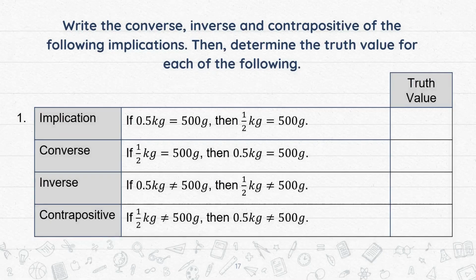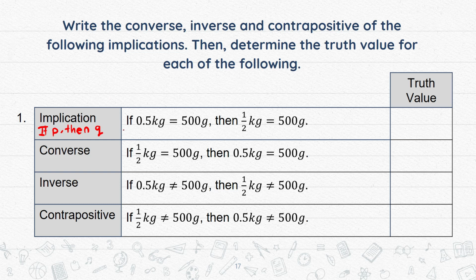Now we take a look for the example. This is the example. You already did this before. You already determined the converse, the inverse, and the contrapositive. Now we take a look one by one how to determine the truth value of each of the following. From the implication, we know that the implication was in this form: if P, then Q. P is the antecedent, Q is the consequent.